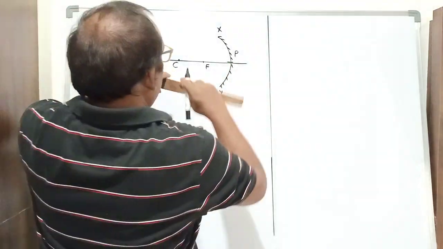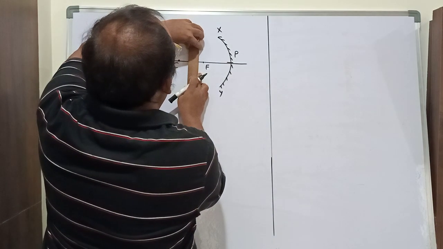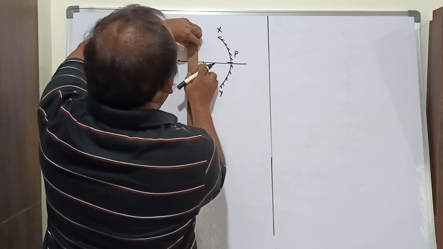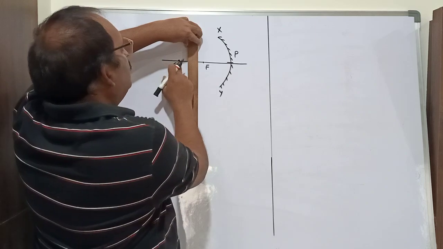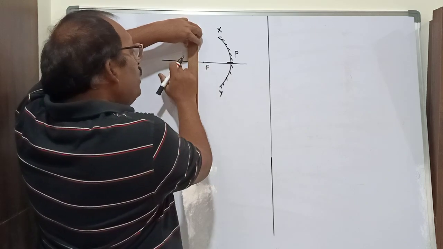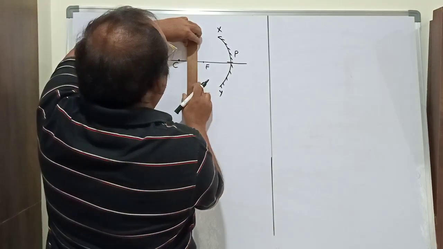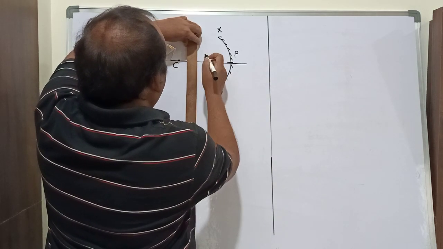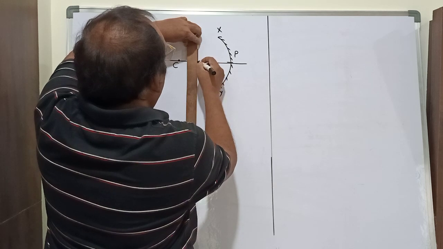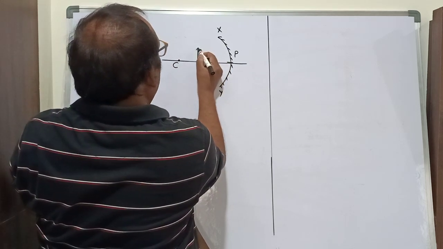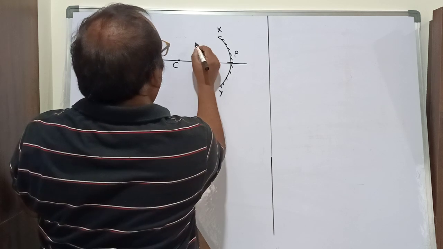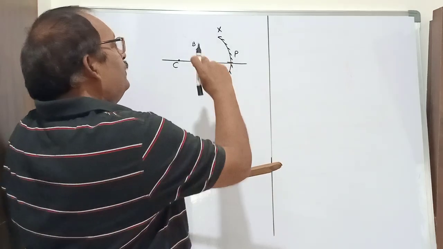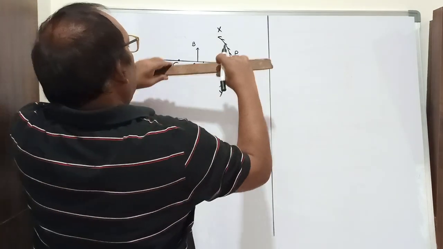Now a straight object is placed somewhere here. The object is kept anywhere in between the center of curvature C and the principal focus F. Suppose the object is placed somewhere here. OB is a straight object, placed like this. After placing the object before the mirror, let us construct the image.